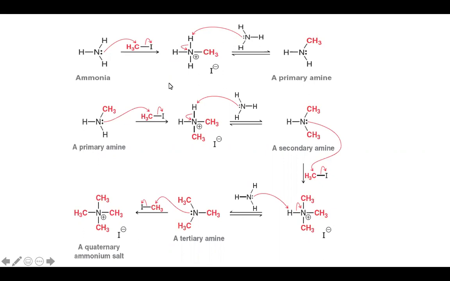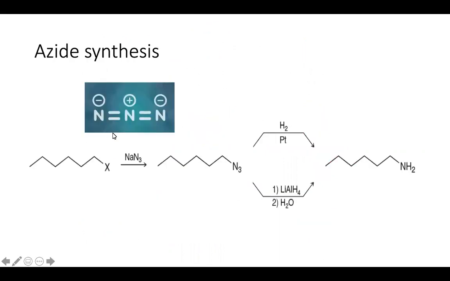We use azide synthesis. So in azide synthesis, we use alkyl halide introduced with NaN3. Then we form this thing, and it undergoes hydrogenation to form this amine. Instead of using hydrogenation, we can also use reduction to form amine.